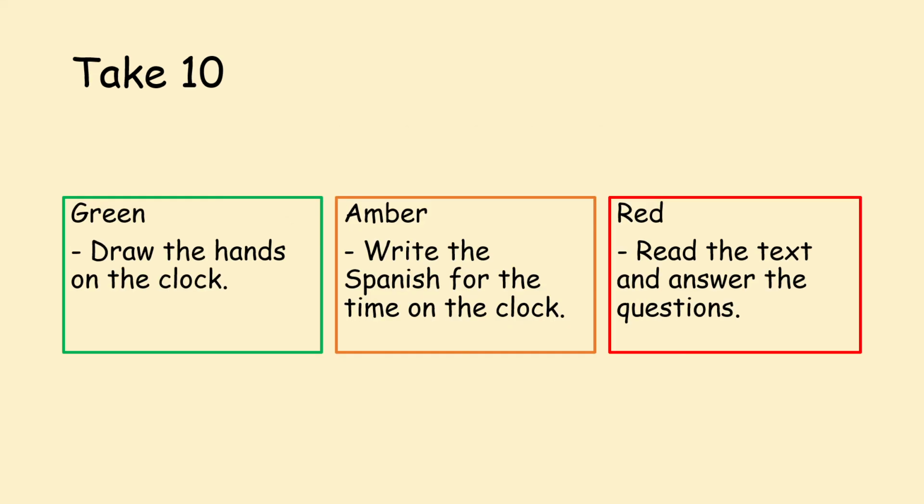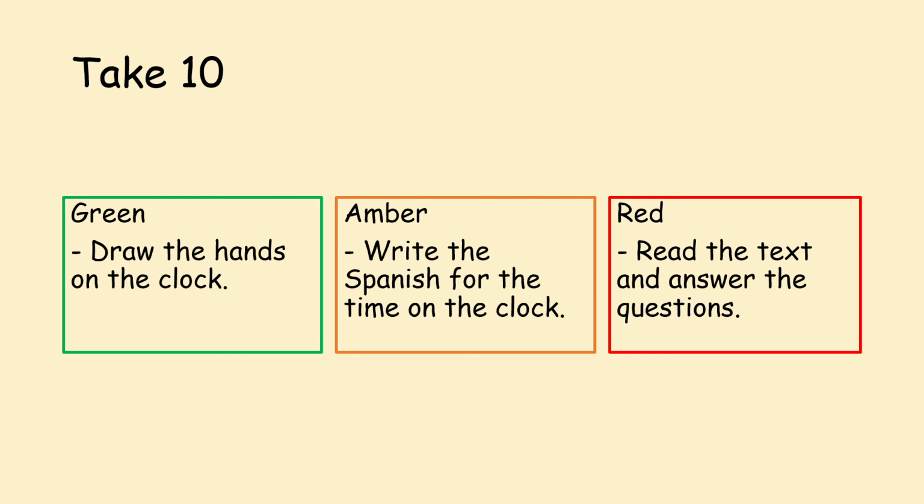Okay guys, you've got to take 10 and 3 choices. Your green option is to draw the hands on the clock. This is on the worksheet. Your amber challenge is to write the Spanish for the time on the clock. So you've got the time written there for you, and then you've got to write in Spanish underneath. And the red is to read the text and answer the questions. I will show you the answers, so pause the video and come back when you are ready to see how you've got on.